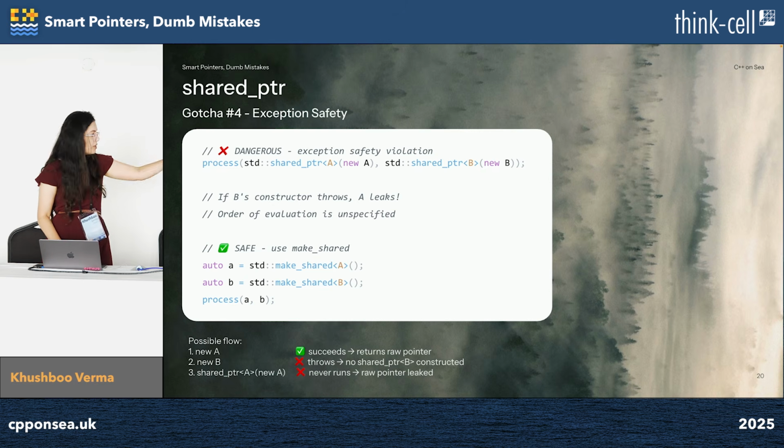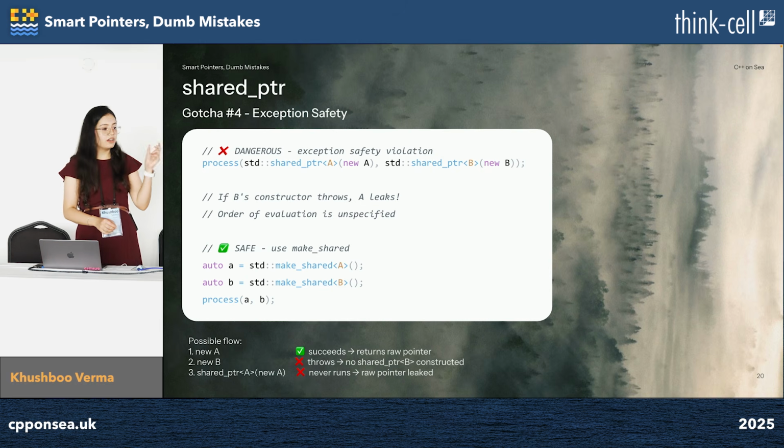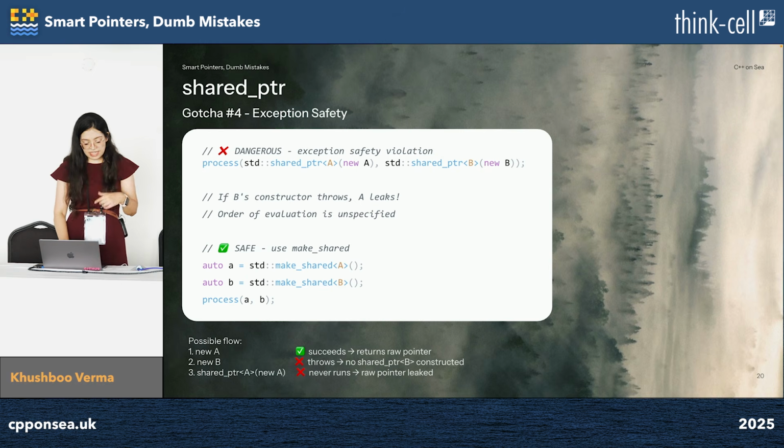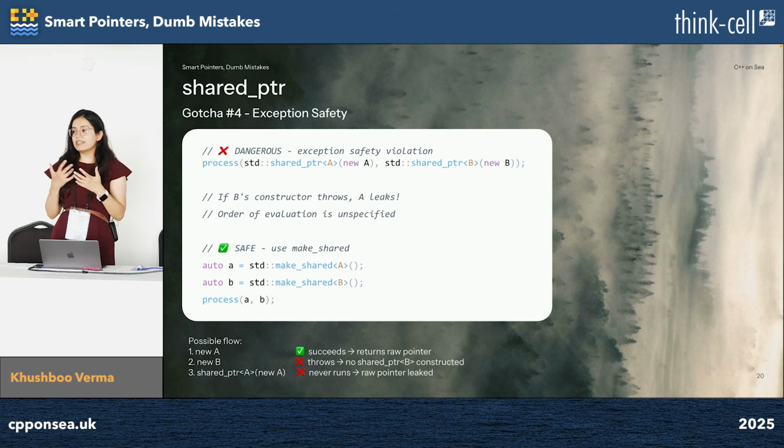Just below, I have shown a safer way of writing the same thing. I can create a shared pointer for A, and then do the same for B. Basically, behind the scenes, it is again calling new.